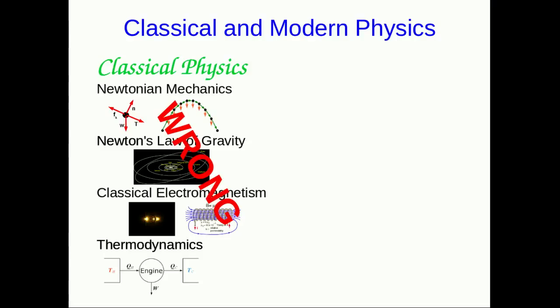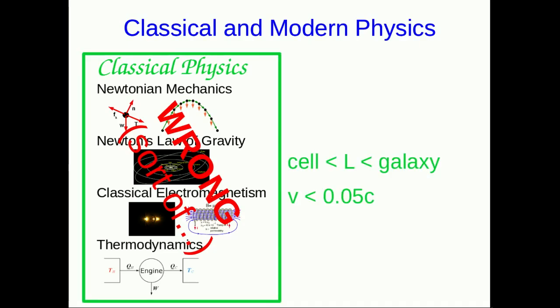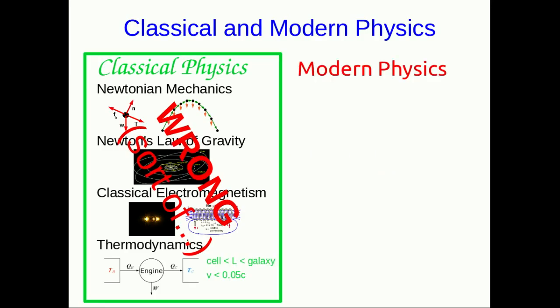Well, okay, we didn't spend all that effort on it because it's wrong. It's only sort of wrong. It's a very, very good approximation as long as you're looking at length scales bigger than about the size of a cell and smaller than about the size of a galaxy. That's a huge range of length scales. And speeds less than, say, a 20th of the speed of light. If you want to look outside of those ranges, then you need modern physics.